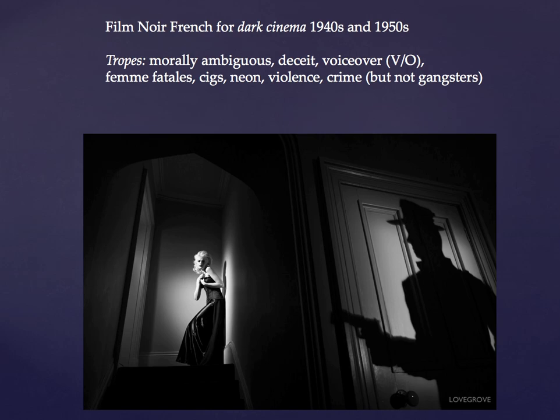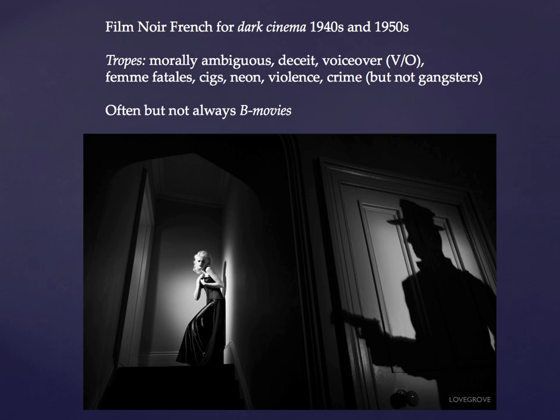Neon, a lot of this takes place in cities, a little bit claustrophobic and so on, things closing in, usually violence and crime, but importantly, not gangsters. So not The Godfather or Scarface or Goodfellas. Those are not noir movies. Those are gangster movies. It's a whole kind of different genre, even though they're both crime related.